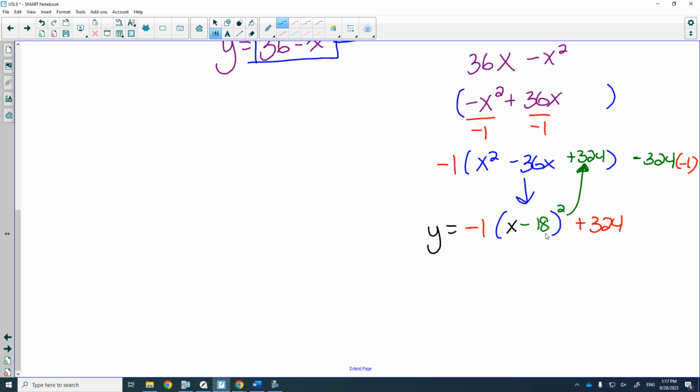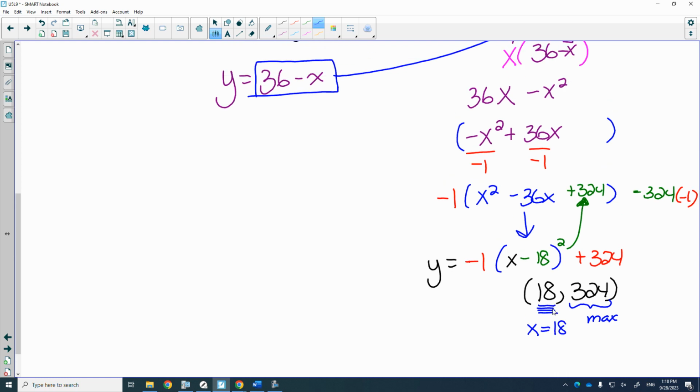This graph has a vertex at 18, comma 324. This is your x value. And with these questions, this y value is always the max that you were looking for. So let's see what this means. The x value would be 18. Okay, so the x number is 18. What's the y number? 18.